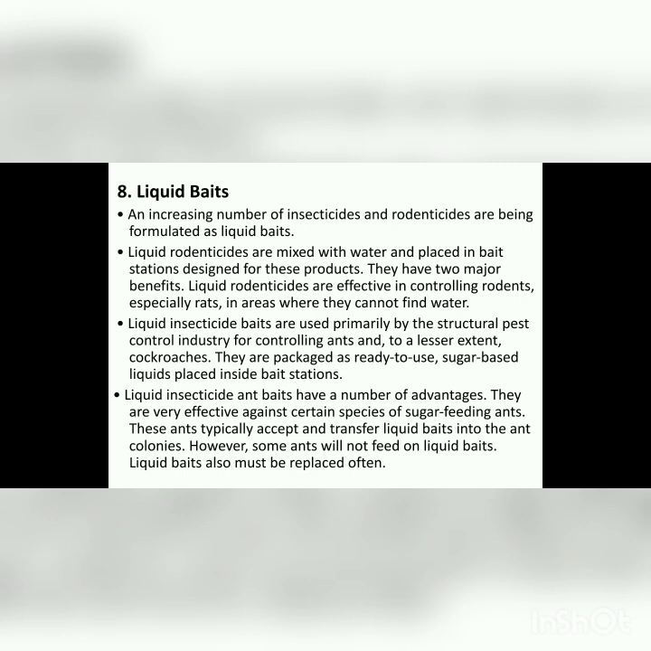Then liquid insecticide baits are used primarily by the structural pest control industry for controlling ants and, to a lesser extent, cockroaches. Then they are packaged as ready to use sugar-based liquid placed inside bait stations. Then liquid insecticide baits have a number of advantages. They are very effective against certain species of sugar-feeding ants. These ants typically accept and transfer liquid baits into the ant colonies. However, some ants will not feed on liquid baits. Liquid baits also must be replaced often.